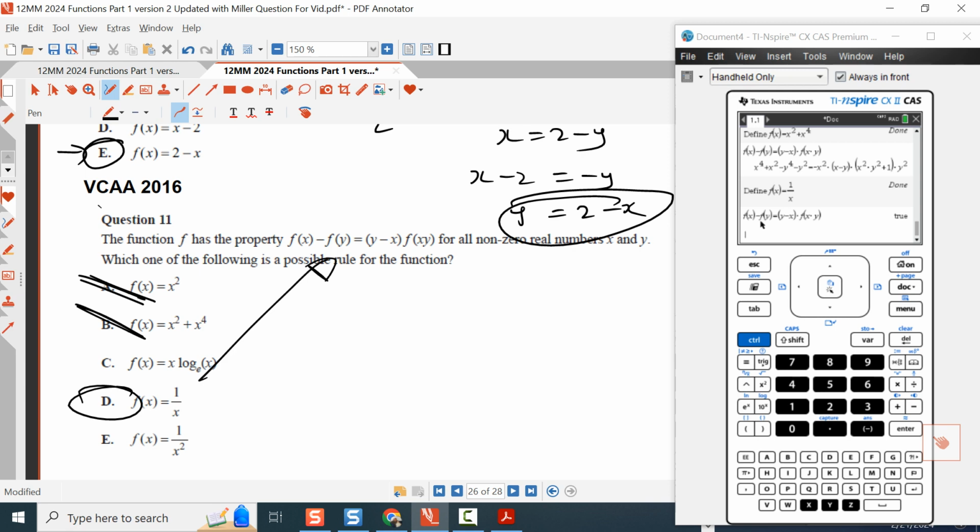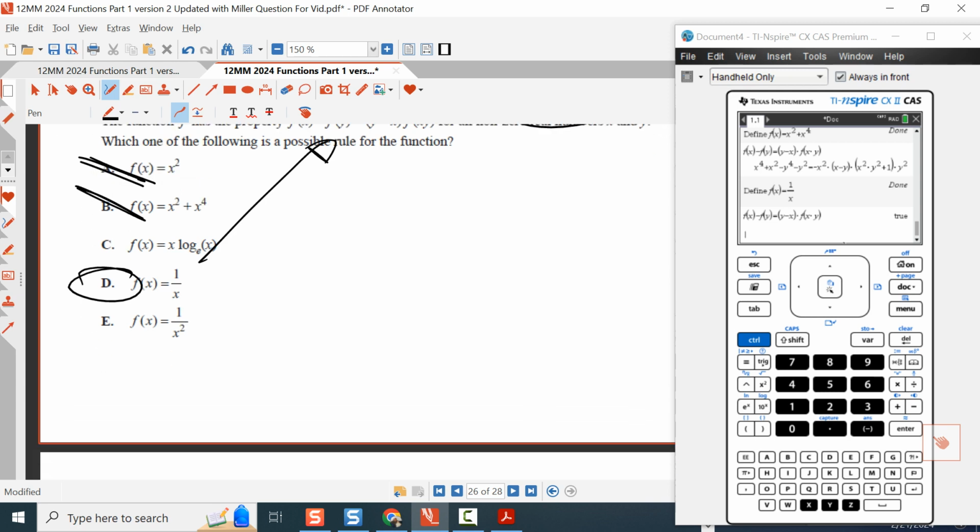Okay, so we don't want to do this by hand. We don't want to work all of this stuff out by hand. We want to just get the calculator to do an equivalence test to see when it's going to be true for which particular function. Okay, so really, really common question. That one comes up all the time.